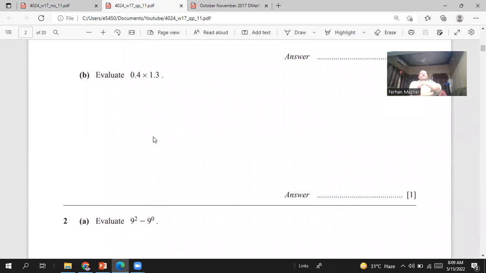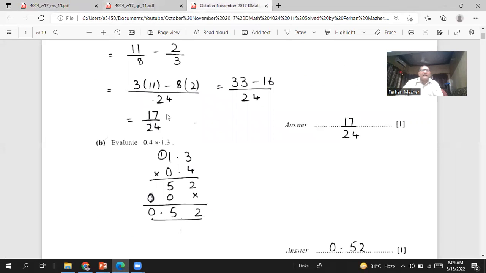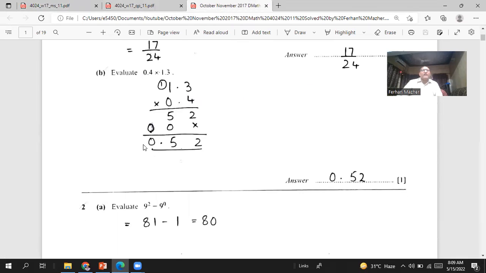It says 0.4 multiply 1.3. If you want to multiply 2 decimal fractions with each other, you will remove their decimals. So 0.4 will be 4 by 10, multiply 1.3, that will be 13 by 10. The numerators will multiply with the numerators, the denominators will multiply with the denominators, and you will get the answer. So here we go.